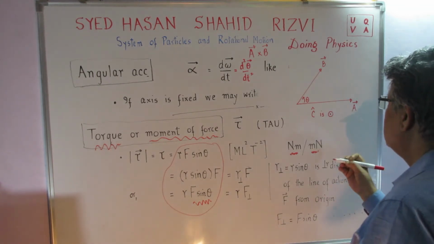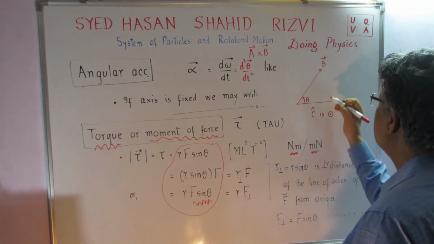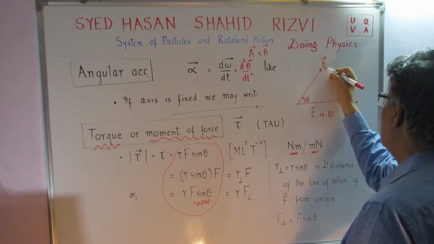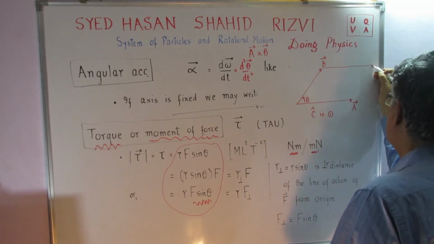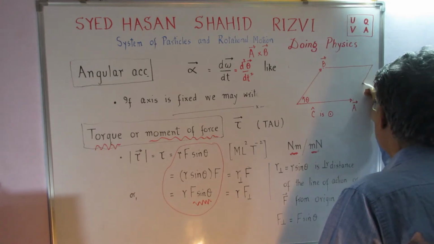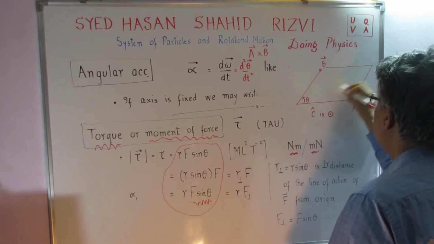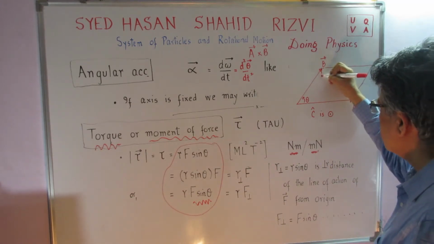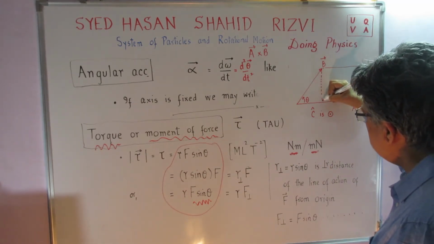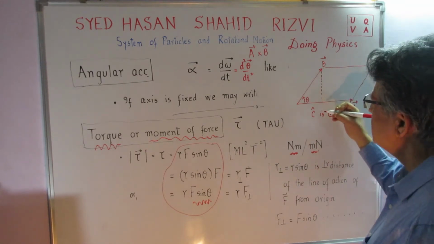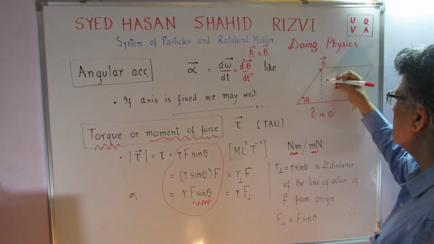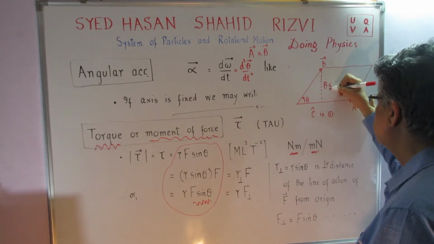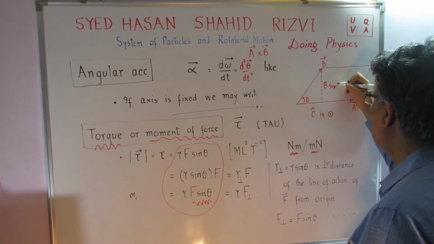So I said that AB sine theta is the magnitude of what we make here, the parallelogram. And so if I drop a perpendicular here, this was B, so this is B sine theta, B sine theta.